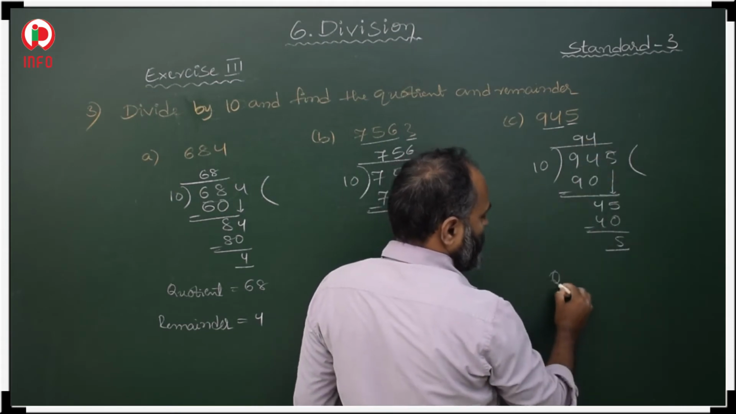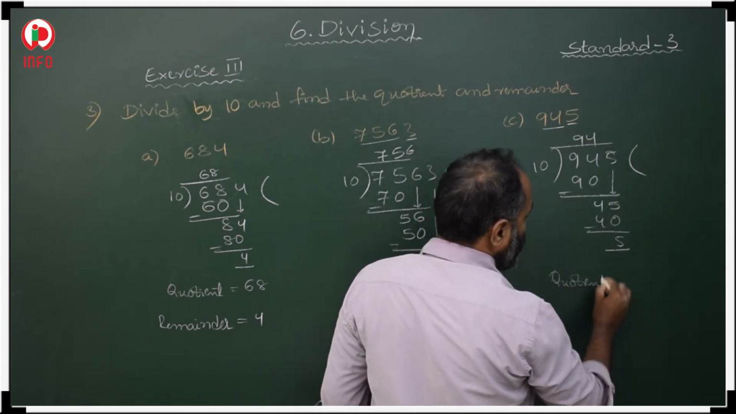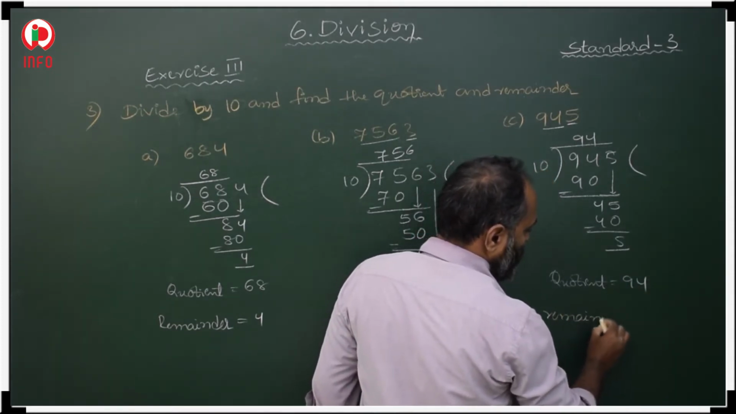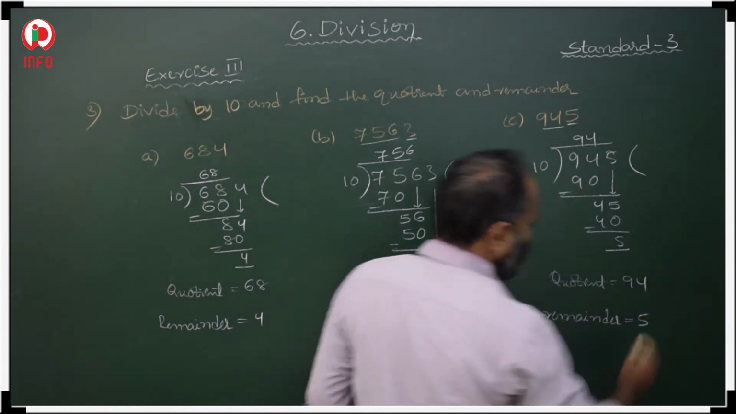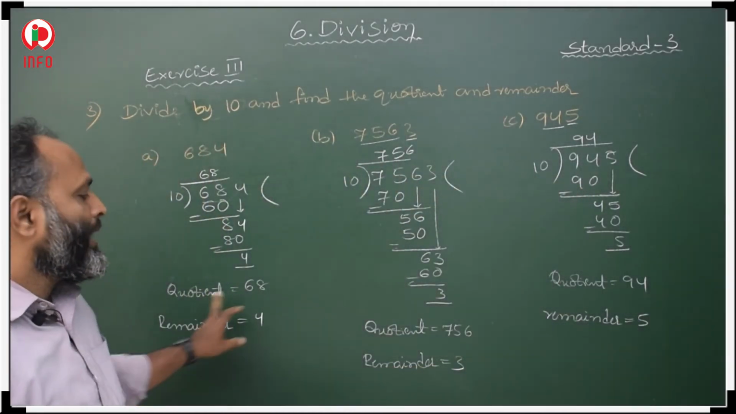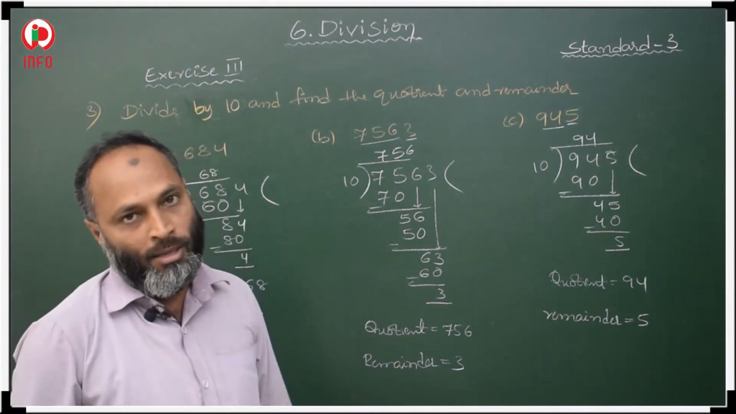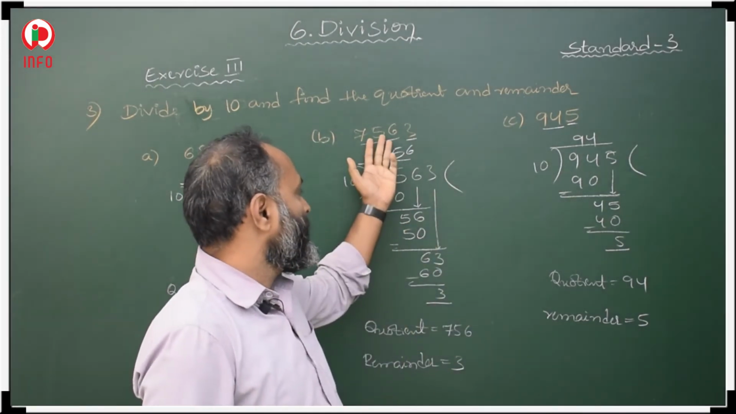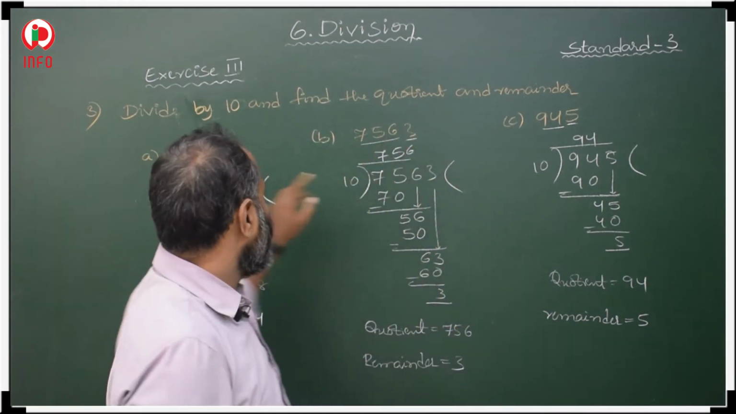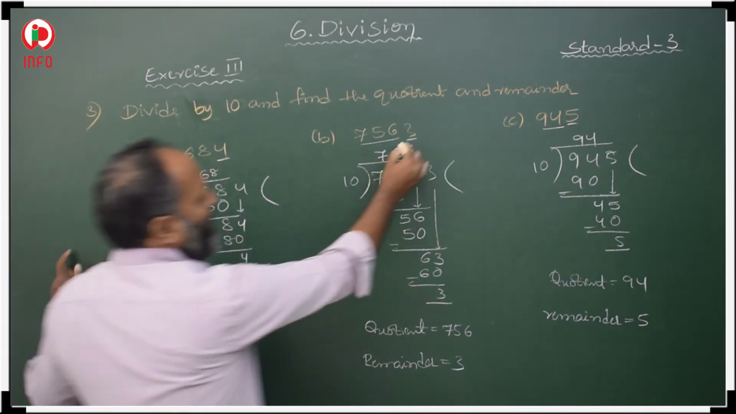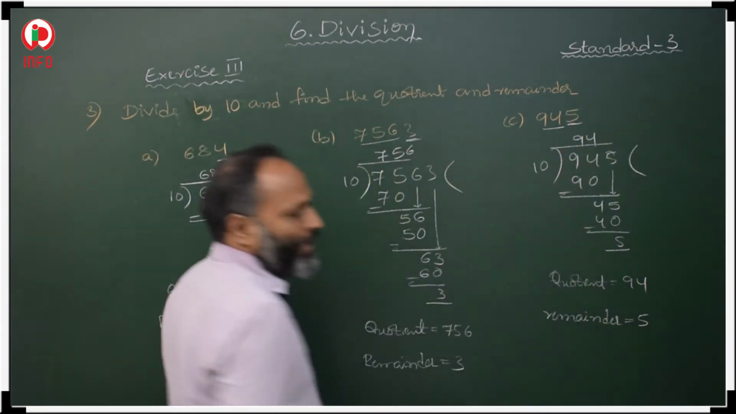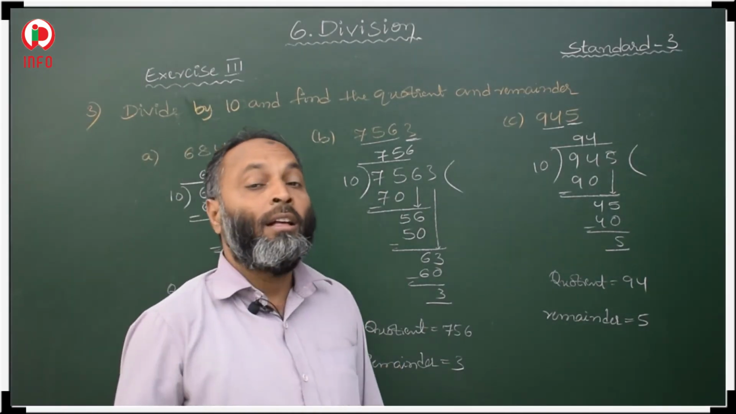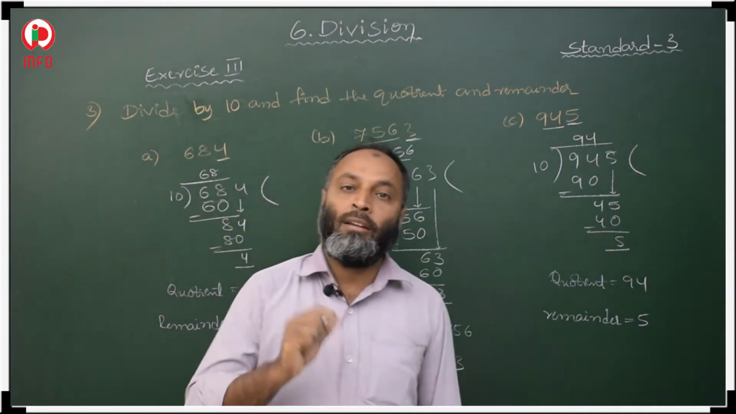94 is the quotient. Quotient is 94 and remainder is 4. So the remainder is a single digit number. The last digit in all the numbers is the remainder and the rest of the digits we will get as a quotient when we divide by 10.